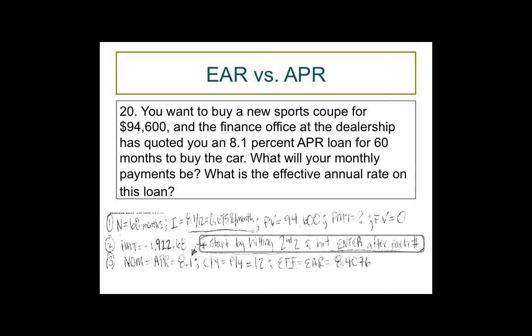for effective annual rate, and you'll get an EAR of 8.4076%. So although the dealership will tell you that they're charging you 8.1% in interest per year, they're effectively charging you 8.4%. And some of you may say that's pretty close, so what's the big deal?